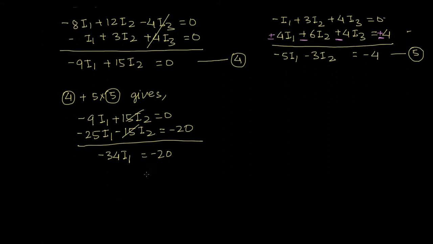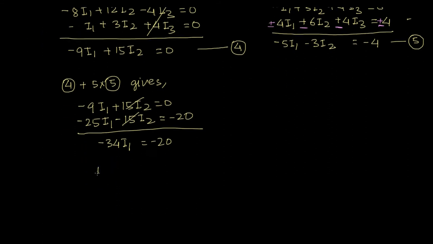Correct? So I get I1 as 20 upon 34, the negatives cancel, so I do not give two equalities one after another, right? So I can cancel, so this is, I'm sorry, it is 10 upon 17. Now you have to substitute that. So this is say equation number 6. This is the solution, right?